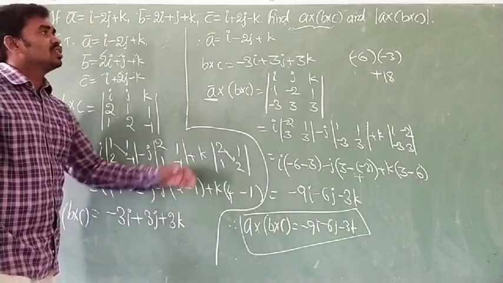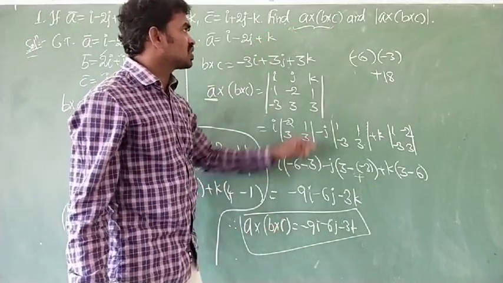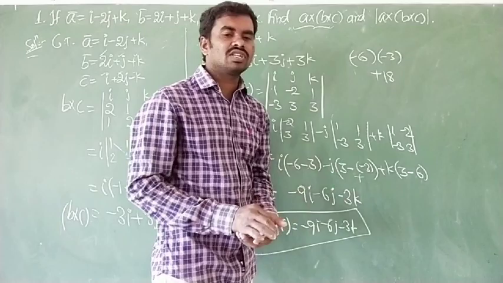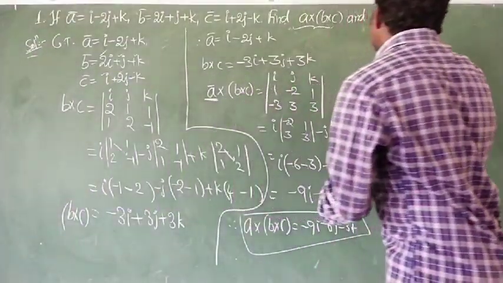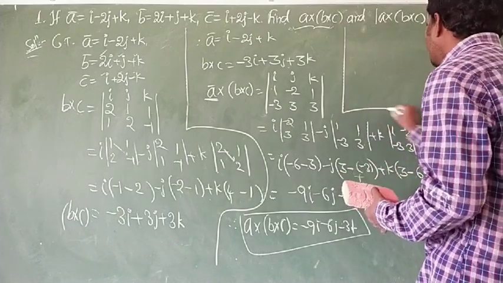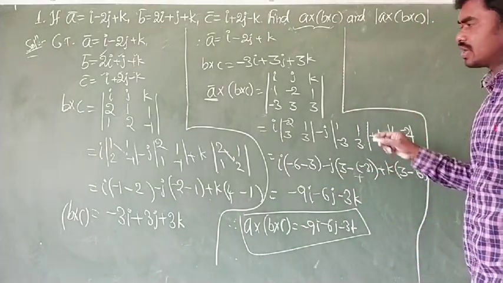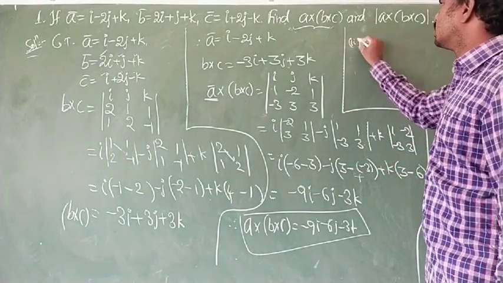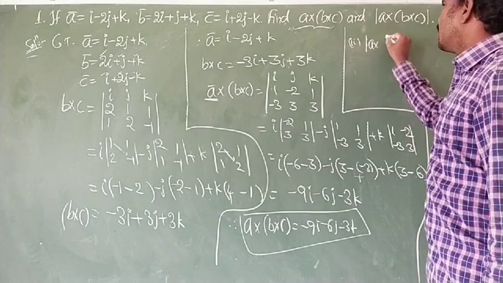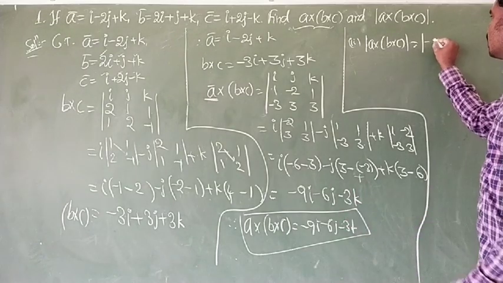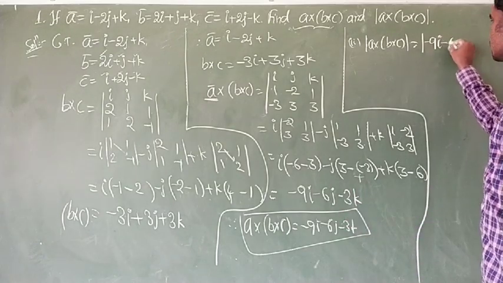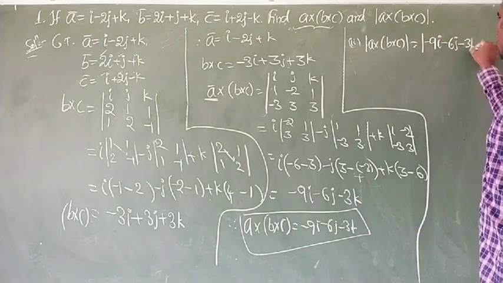Next, what? Okay, we got this one. Next it is asking what is the modulus of A cross B cross C. How can we do it? In vectors we did this. How to find modulus? Yes, very good. For the second one, modulus of A cross B cross C is equal to modulus of minus 9i minus 6j minus 3k.